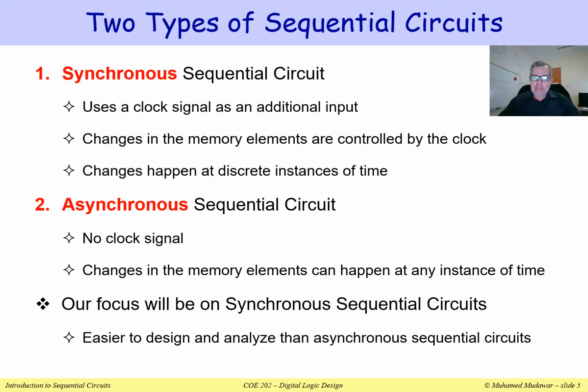On the other hand, in asynchronous, there is no clock signal, and therefore changes in the memory elements can happen at any instance of time. Now our focus will be on the first type, which is synchronous sequential circuits. So all the changes will be synchronized with the clock. This will be easier to design. It also will be easier to analyze than the asynchronous sequential circuits.